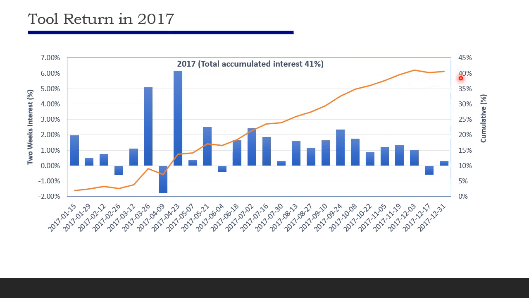As you can see, at the end of the year, the accumulative return of this package was slightly more than 40%, and the minimum return, which happened at the beginning of April, was something around -2%, and the maximum return happened at the end of April, which was something around 6%.